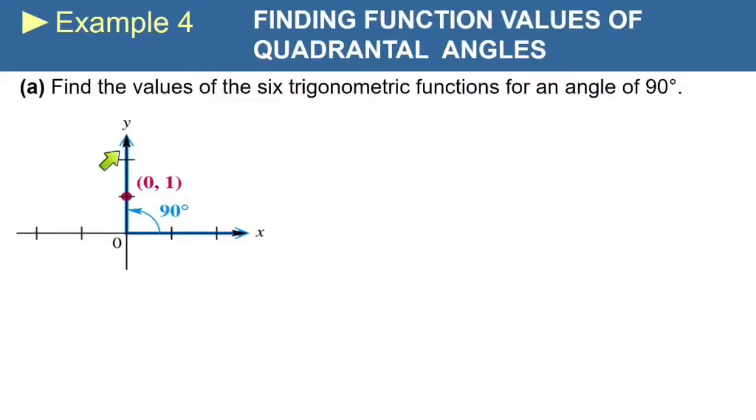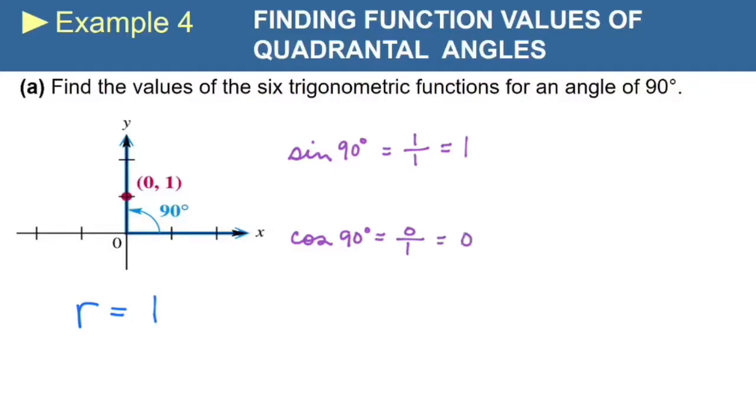And because the terminal side is on an axis, we really don't even need the Pythagorean theorem here. We can just count. The distance from the origin to this point is just 1 unit. So you can just count it. So we're just going to say that r equals 1. And now the sine of 90 degrees would be y over r, which is 1 over 1, and that, of course, is 1. Then cosine of 90 degrees would be x over r, so that's 0 over 1, which is 0.